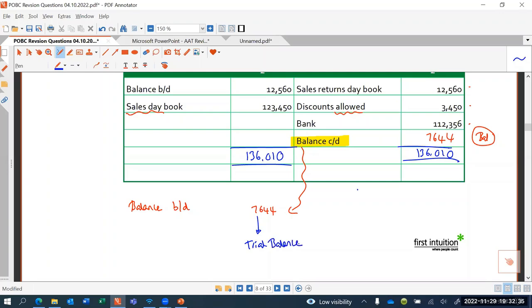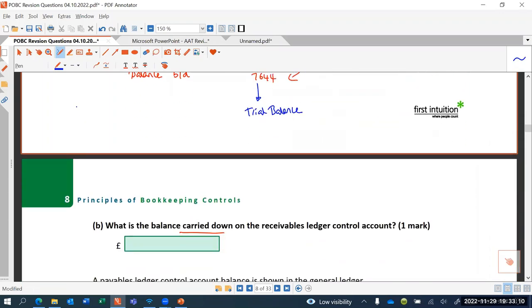So you've got to always read the question carefully. It might just say, what is the balance on the account? In which case it's 7,644. If it comes up in the context of what figure needs to go in your trial balance, then it's 7,644 debit. Because the 7,644 on the credit side is simply there to make everything add up, but the debit side was bigger. There are more debits than there were credits. So overall, this account has more debits, therefore it has a brought down balance on the first day of the next period of 7,644. So this particular question just said, what is the balance carried down?